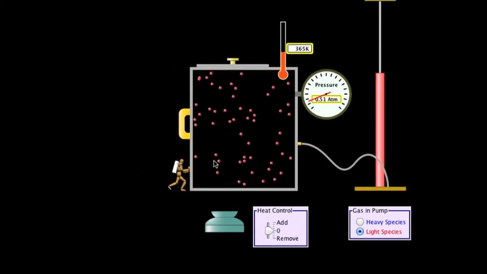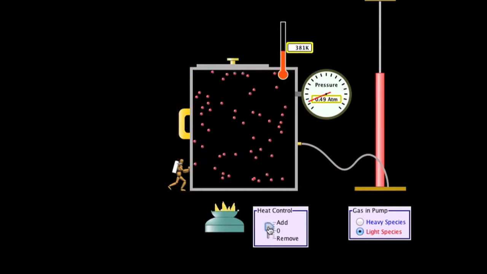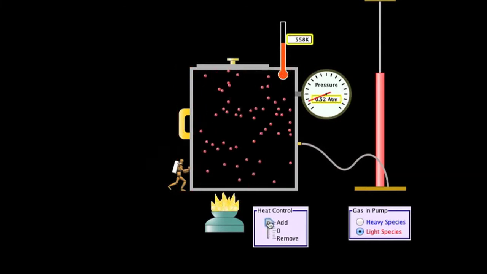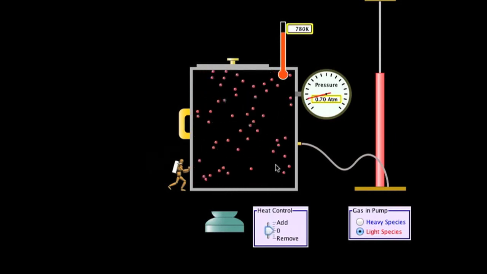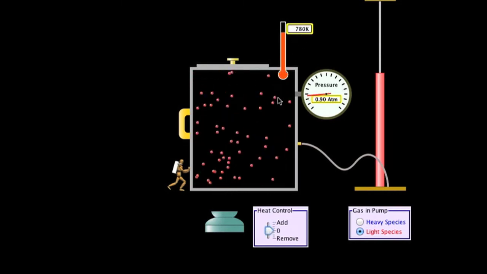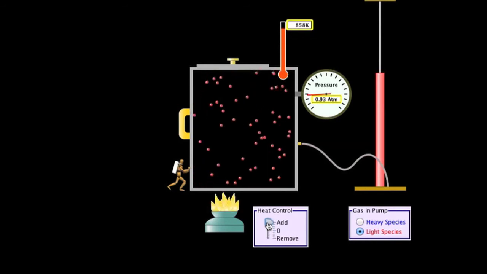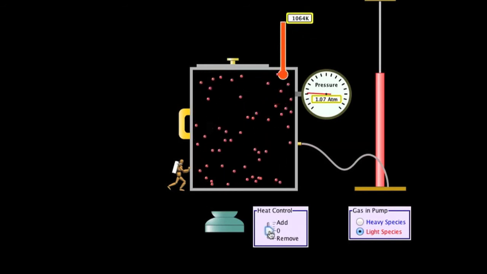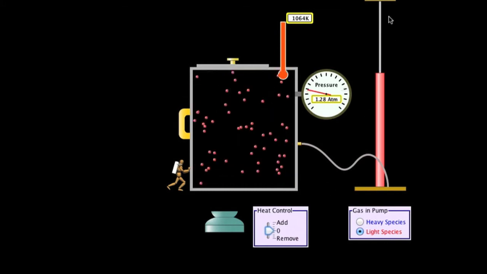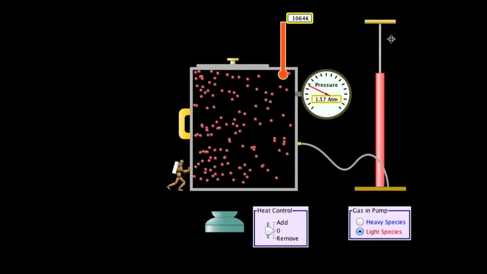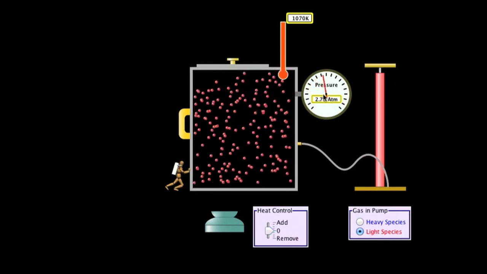This also happens if I add heat. Ooh, fire. If I add heat to the container, my temperature is now at 780 Kelvin, and now look how fast the particles are moving. I add more heat, and my pressure goes up. This also happens if I add more particles. Whoa, pressure went up a whole lot there.